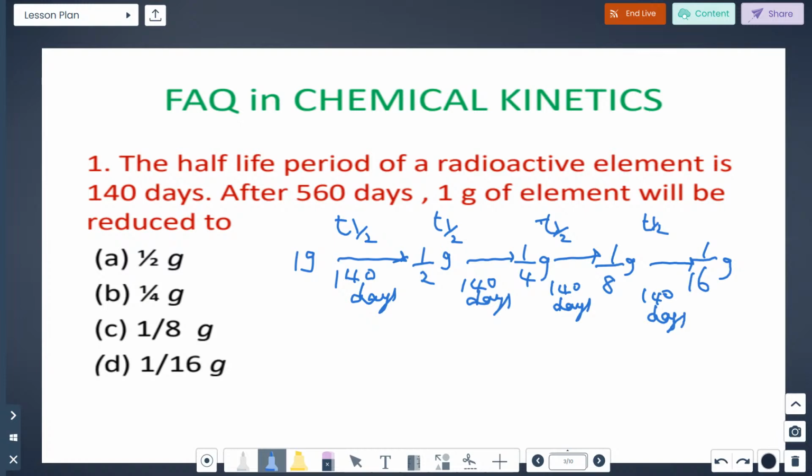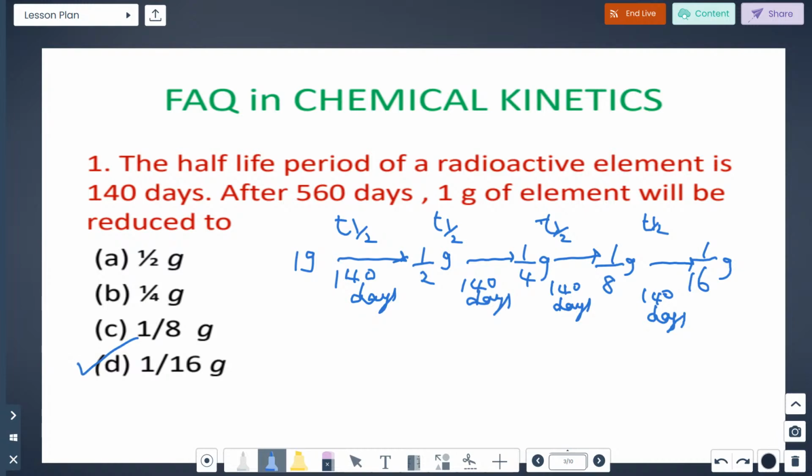At last we are getting 560 days. So after 560 days, 1 gram of the element becomes 1/16 gram. Among the options, you know that D is the correct option. Are you following?